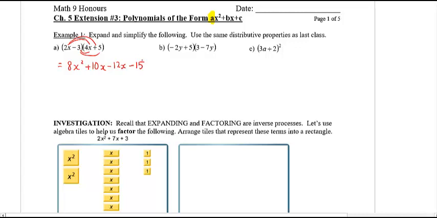Notice, once again, we have 4 terms, but the 2 in the middle could combine together. So we'll combine like terms now. 10 minus 12. That's negative 2x, and there is your final answer. All right? So, can you try part B and C on your own? Okay. Press pause then.